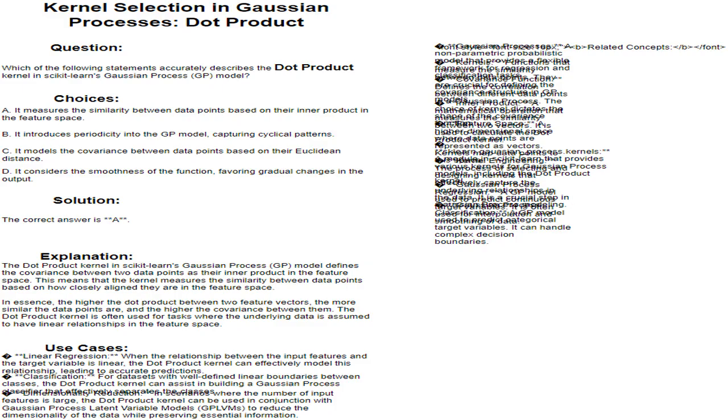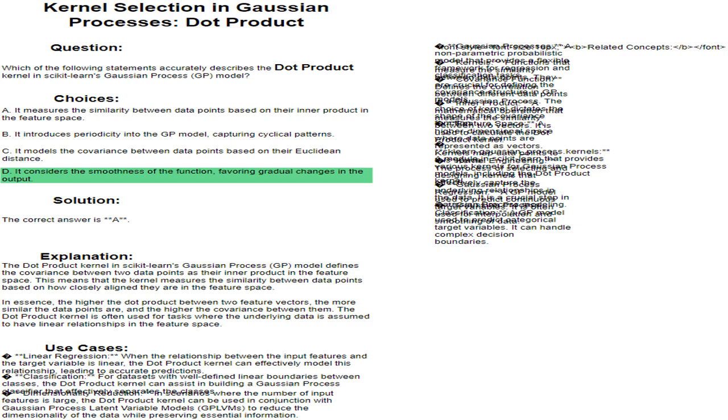Which of the following statements accurately describes the dot product kernel in sklearn's Gaussian process GP model? A. It measures the similarity between data points based on their inner product in the feature space. B. It introduces periodicity into the GP model, capturing cyclical patterns. C. It models the covariance between data points based on their Euclidean distance. D. It considers the smoothness of the function, favoring gradual changes in the output.